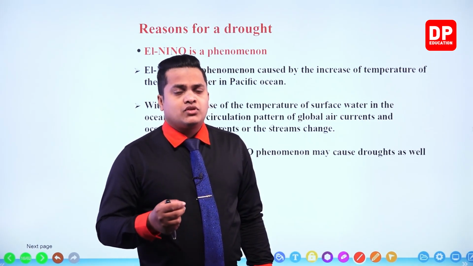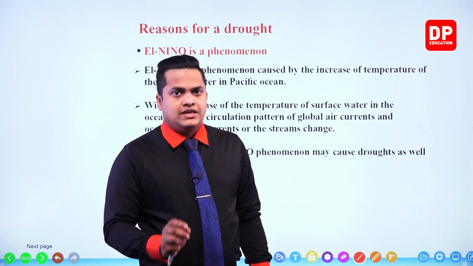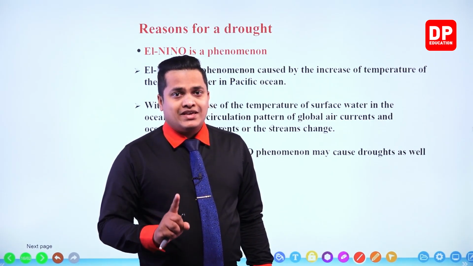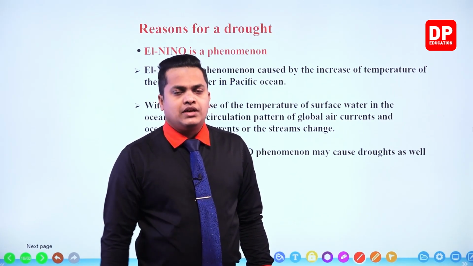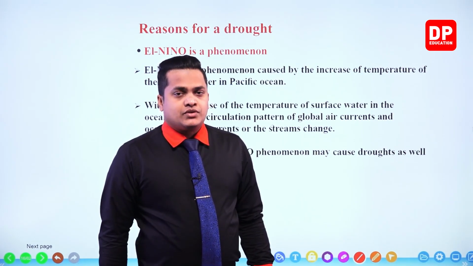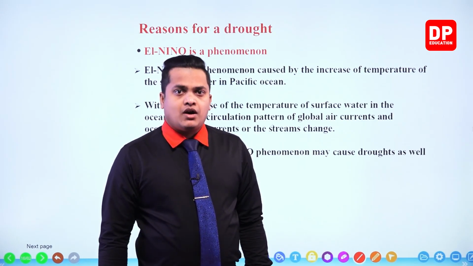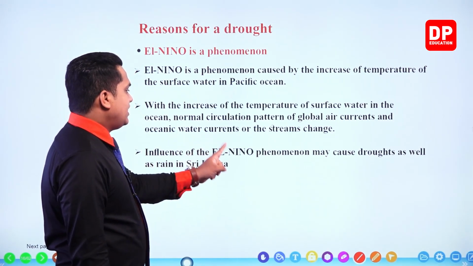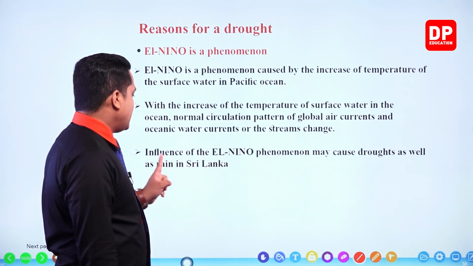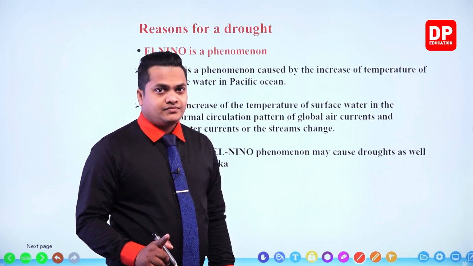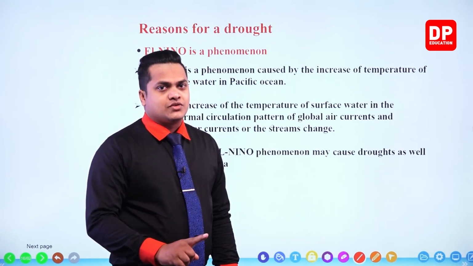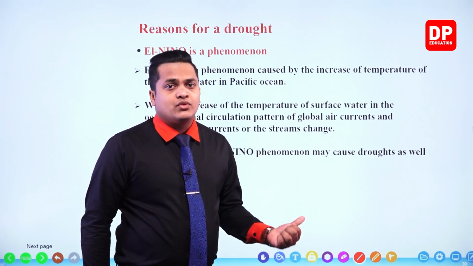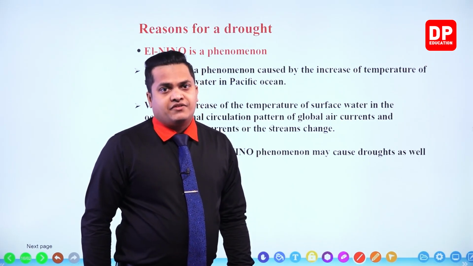The main reason for the occurrence of the El Nino effect is the change in global temperature, my dear children. So global warming has a huge impact on the El Nino effect. There is no other possible way to change the temperature. However, it is naturally occurring, but there is a human hand as well. Here it is given, the influence of the El Nino phenomenon may cause droughts as well as rain in Sri Lanka. Like I said, it will cause a drought, and there can also be heavy rains. This El Nino effect will give us rain as well as drought. Okay, so this is what is referred to as the El Nino effect.